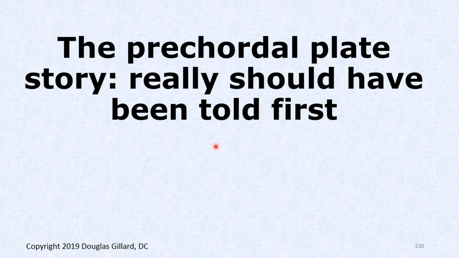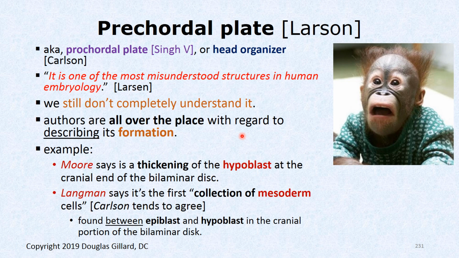Okay, now before we get to the endoderm, the prechordal plate story, I really should have told that first, because this is really what happens. Everybody saves this for later, even later than this, but I think I'm going to put it in right now. And the reason they save it is because, like this little baby, what is that, an orangutan, I think? Crazy picture, right? He's in shock because the authors are all over the place on this.